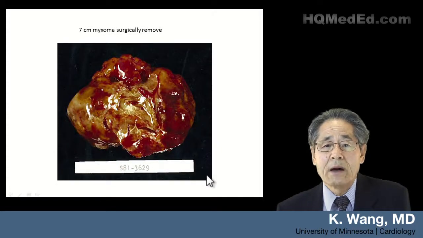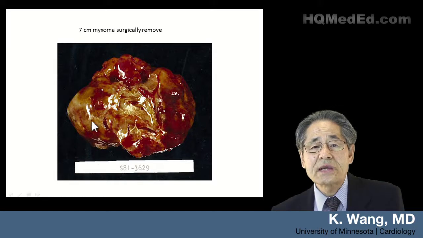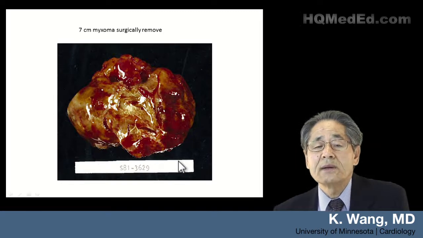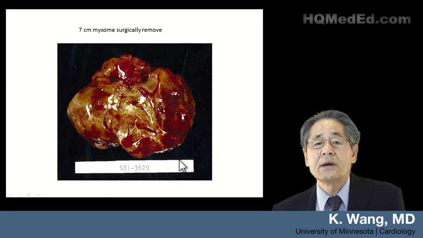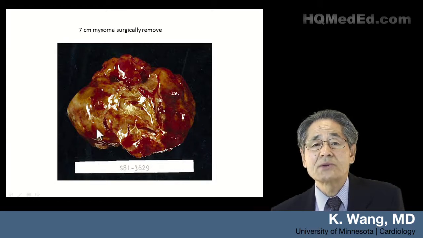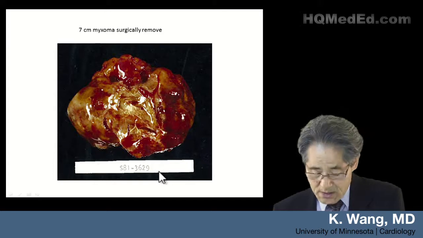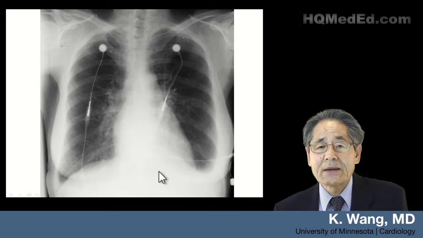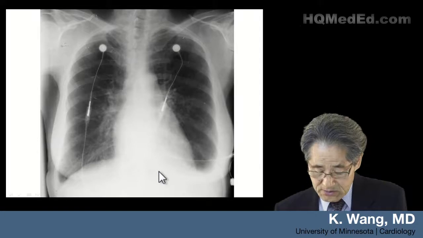Look what was found. This is a 7 cm big left atrial myxoma. The surgeons couldn't believe how the patient was living. Blood must have trickled around this big left atrial myxoma. So just the X-ray findings allowed me to make the diagnosis in the absence of physical findings.